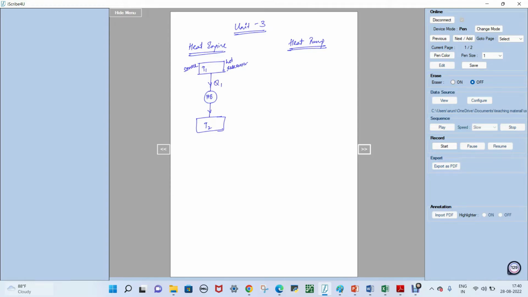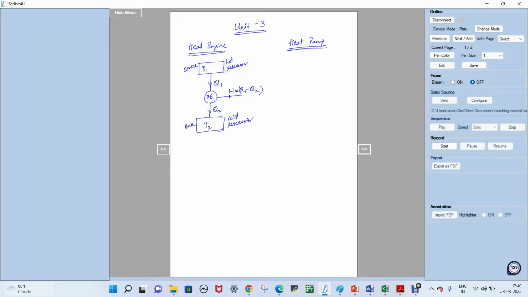It is drawing some heat Q1 and rejecting some heat Q2 while performing some work W, and applying your first law, this work W will be equal to Q1 minus Q2. And this temperature T2 is called the sink. This is also called the cold reservoir. You can use any of the terminology, the same. So this is the representation of a heat engine.